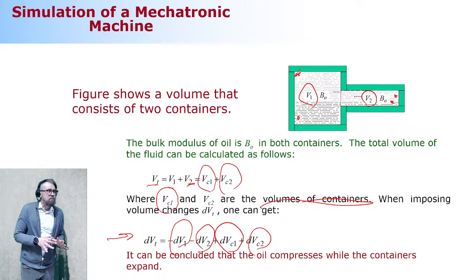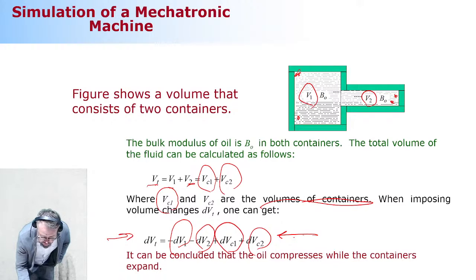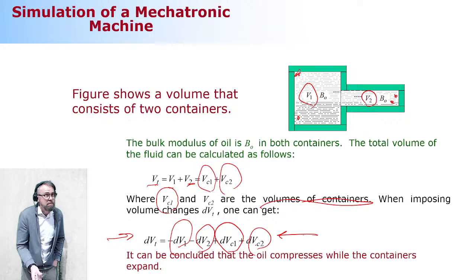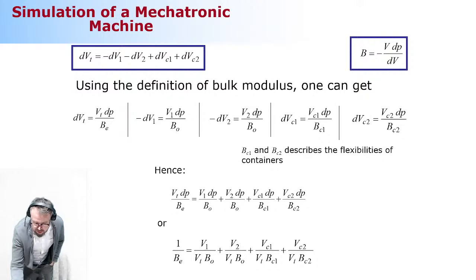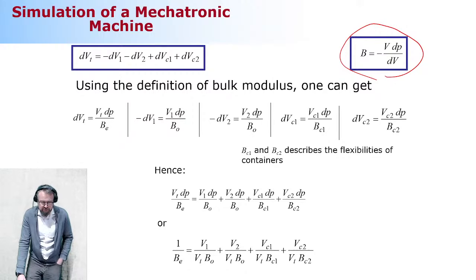So this is a consequence of two things: deformation of containers and compressibility of the fluid itself. Okay? So then we're going to use this definition of bulk modulus, the one in the upper right corner of the slide, and we're going to substitute that back into this equation.